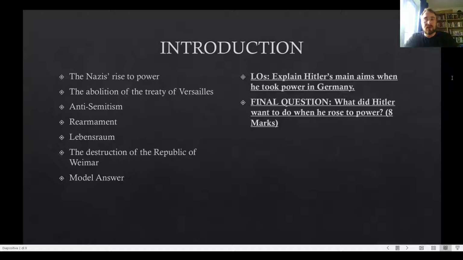All this will be followed by a model answer to the question, of course, what did Hitler want to do when he rose to power?